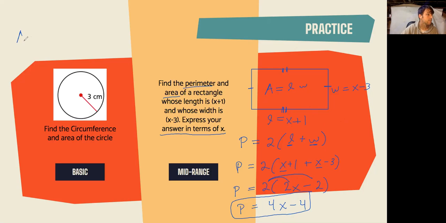I'll do that over here. So my length is x plus 1. And my width is x minus 3. And I am multiplying these two things together. In this case, I need to remember that I'm multiplying two things that are binomials. What I mean by a binomial is they have 2 terms. So this one has an x and a 1, and this one has 2 terms as well, x and a minus 3.